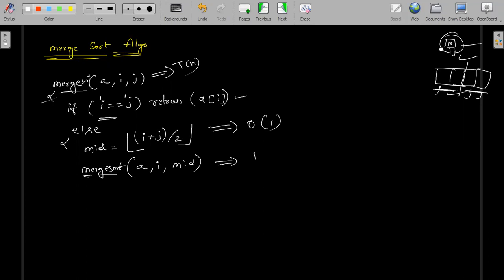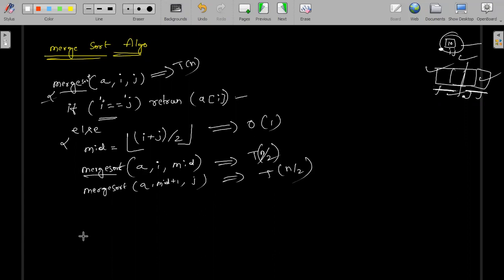What is the time complexity here? T of n by 2. Yes or not? We divided, so that's why T of n by 2. Correct? Again one more: the left side is over, what about the right side? You have to say, or not. That's why merge sort of array, where does it start from? J is nothing but mid plus 1, up to j. Okay, that's it. So this also takes T of n by 2.